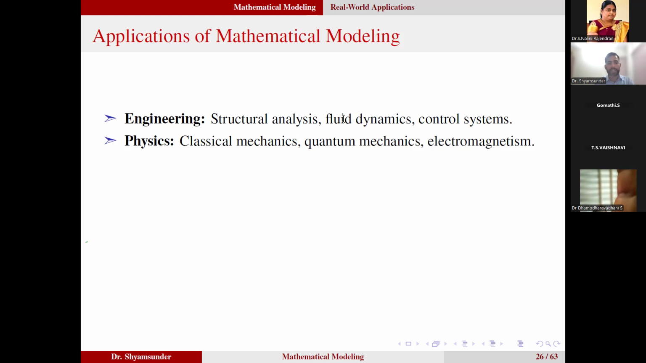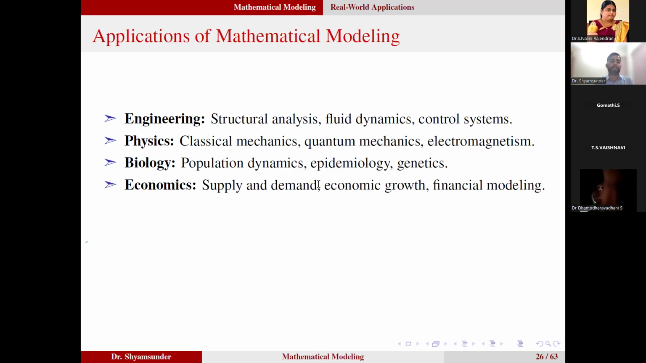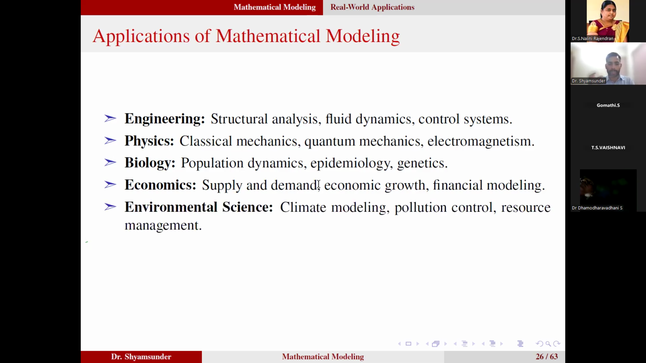Physics, including classical physics, astrophysics, quantum mechanics, and electromagnetism, also uses mathematical modeling. In astrophysics, calculating the distance between two stars depends on modeling. In biology, there are population dynamics, epidemiology, and genetics. Epidemic outbreaks like COVID-19 are all biological mathematical modeling. Economics, including supply and demand, economic growth, and financial modeling, is also part of mathematical modeling. Environmental science uses mathematical modeling for climate change, population control, and resource management.